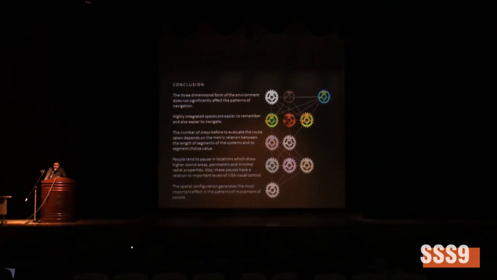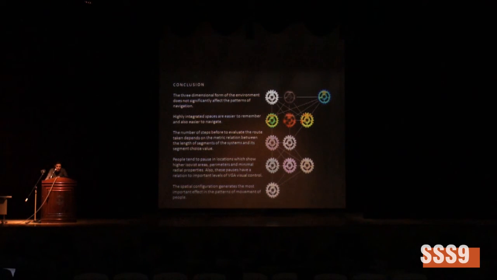The three-dimensional properties of the space don't significantly affect navigation, but the spatial configuration does. It confirms the theory of space syntax through that virtual analysis, human analysis and agent analysis. Highly integrated spaces are easier to remember and also easier to navigate. The number of steps before evaluating the route taken depends on the metric relation between the length of segments of the system and their segment choice value.